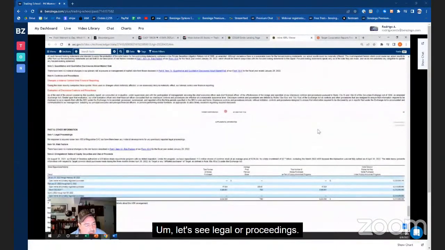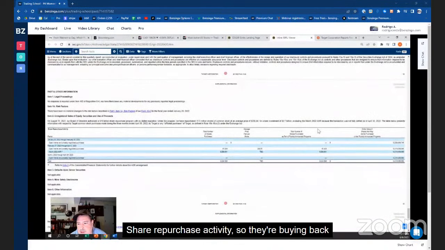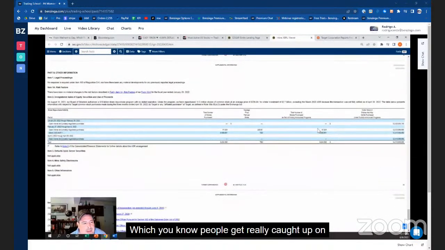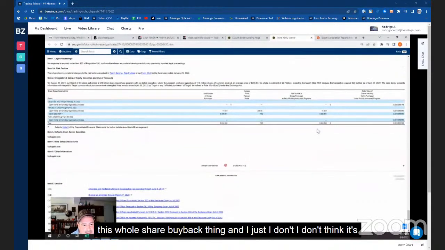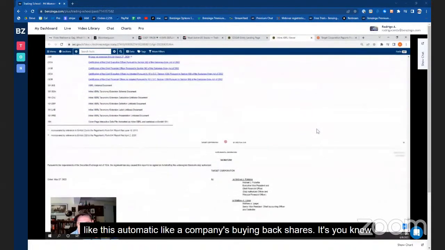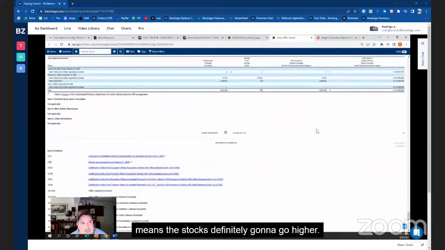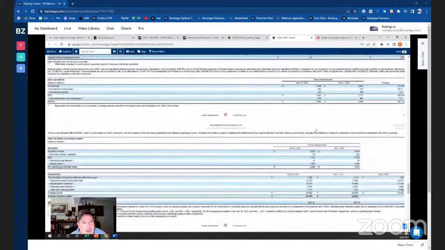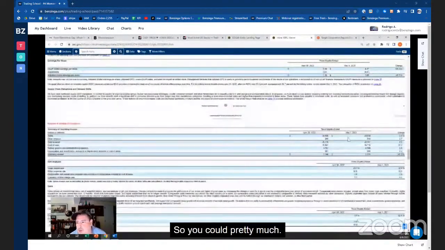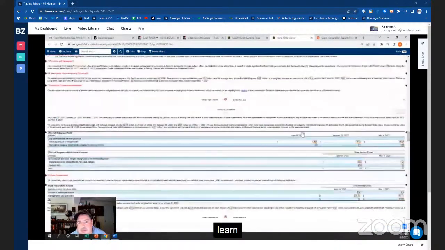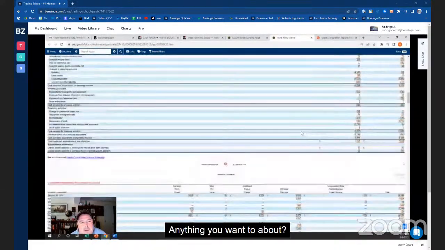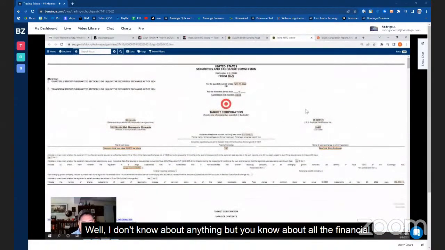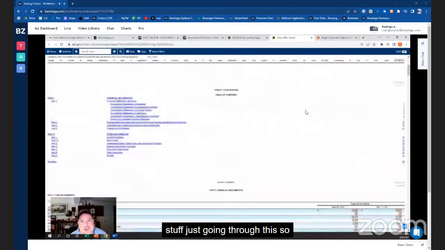Let's see, legal proceedings, share repurchase activity. So they're buying back shares, which people get really caught up on this whole share buyback thing. And I don't think it's automatic that when a company's buying back shares, it means the stock's definitely going to go higher. So you could pretty much learn a lot about all the financial stuff just going through this.